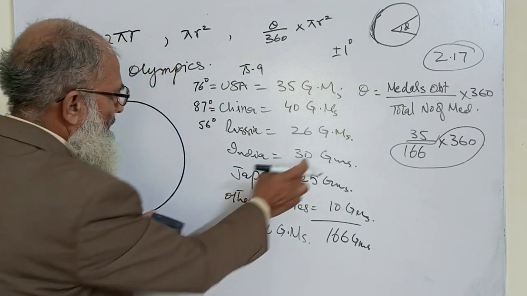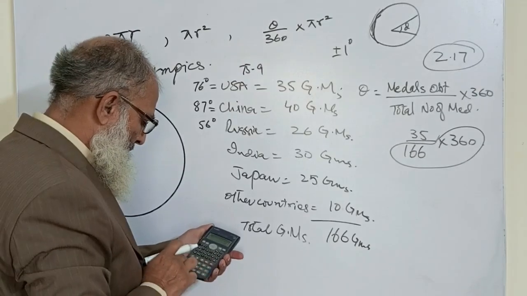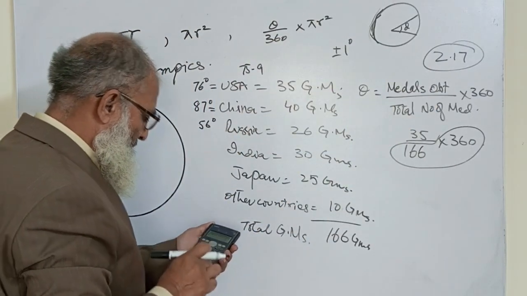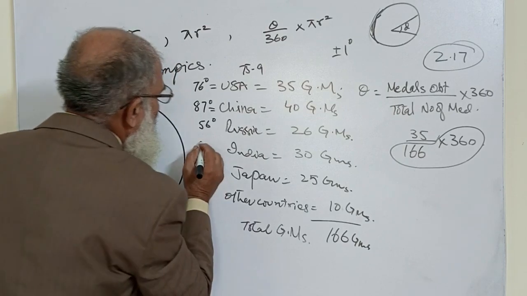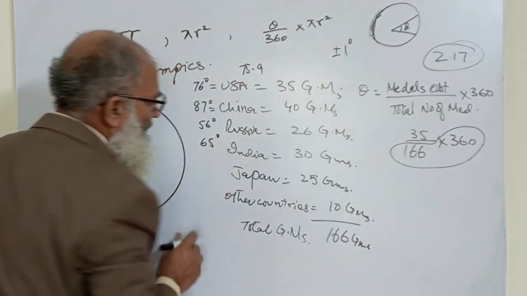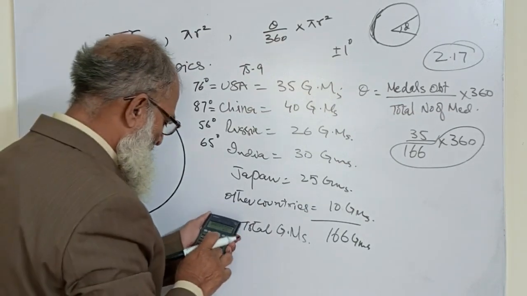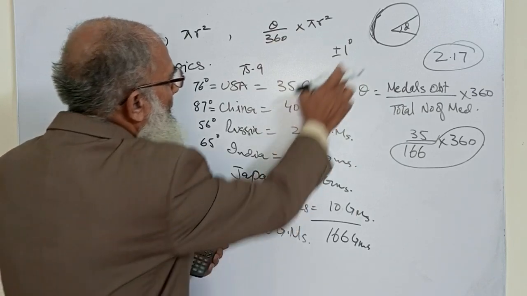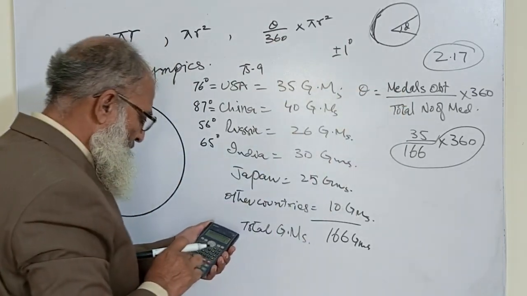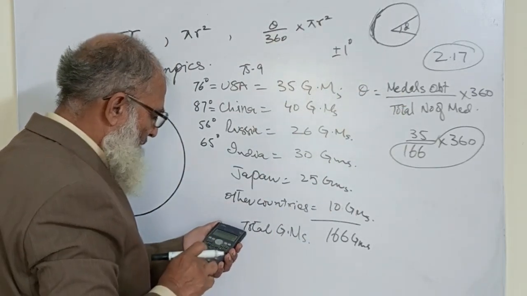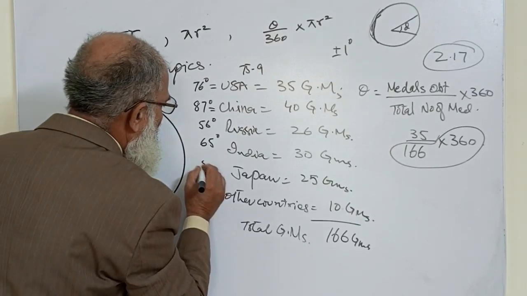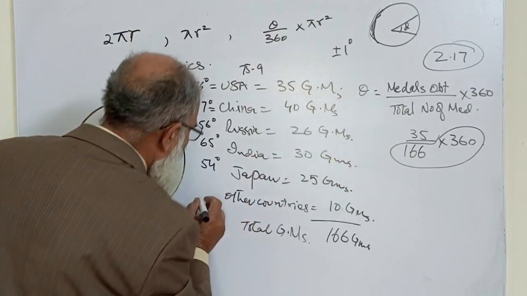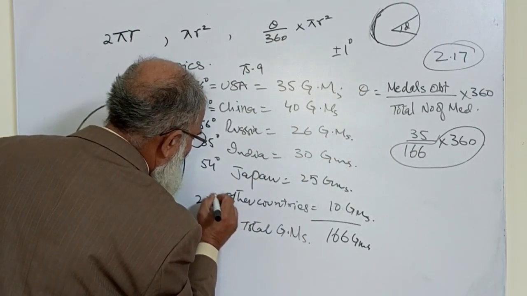For India, 30 multiplied by 2.17, it will become 65 degree. For Japan, 25 multiplied by 2.17, it will become 54 degree. And for other countries, simply it will become 22 degree.